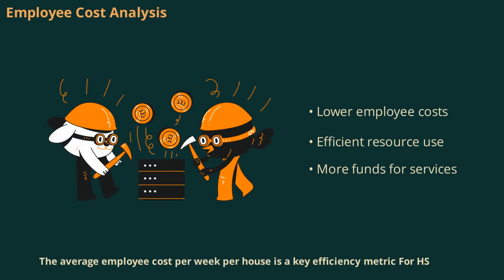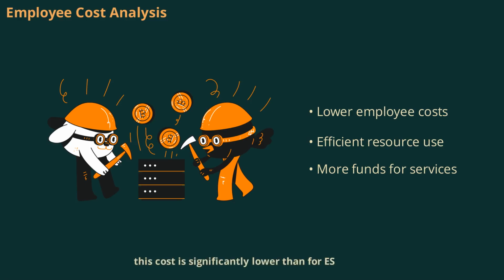The average employee cost per week per house is a key efficiency metric. For HS, this cost is significantly lower than for ES, indicating more efficient use of human resources. By managing labor costs effectively, HS can allocate more funds to service delivery and maintenance, enhancing overall performance.